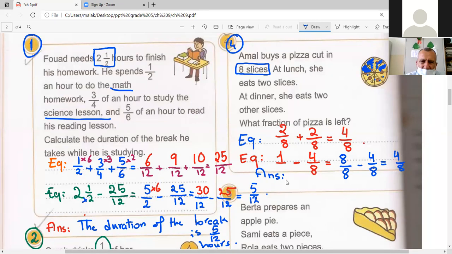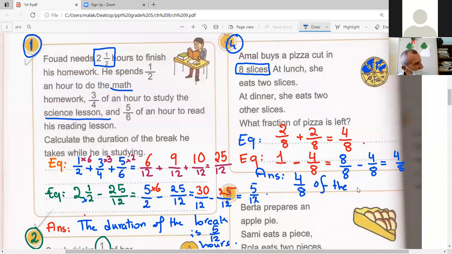Teacher, why do we have to put 2 + 2 and do two equations? It's so easy, just 4/8 - 8/8. I know that, yes. It's so easy according to the figure, but we have to write them as two equations. So 4/8 of the pizza are left.